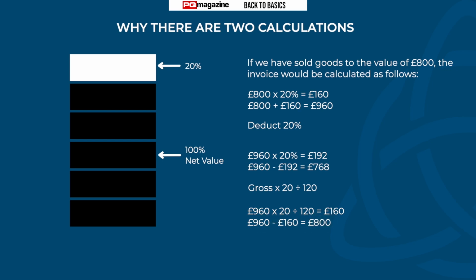Finally, we will run through the correct calculation. £960 times 20 divided by 120 equals £160. £960 minus £160 equals £800.